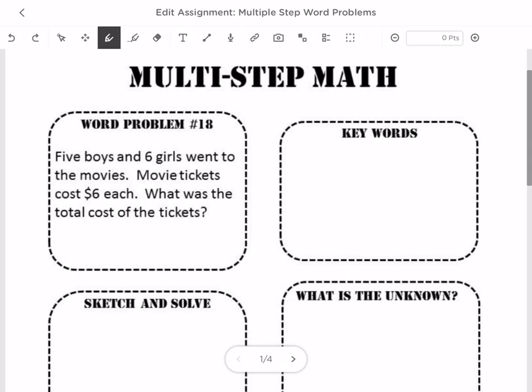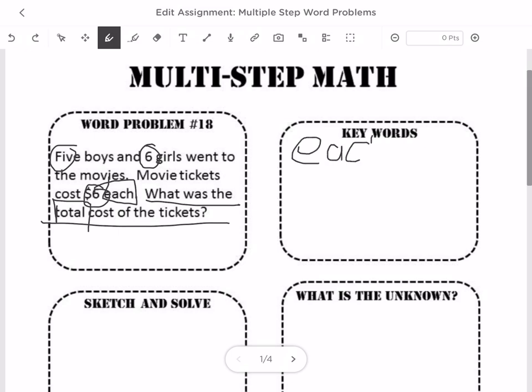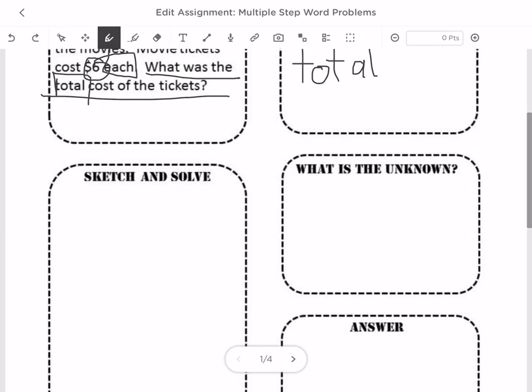5 boys and 6 girls went to the movies. Movie tickets cost $6 each. What was the total cost of the tickets? Of course, I'm going to use my cubes. Circle, underline. What keywords do I see? Well, I see each, and I see total. All right, and I'm going to write those keywords over here where it says keywords. Each, total, okay? Then under what is the unknown, I'm going to write what the question's asking for. So it's asking for total cost.